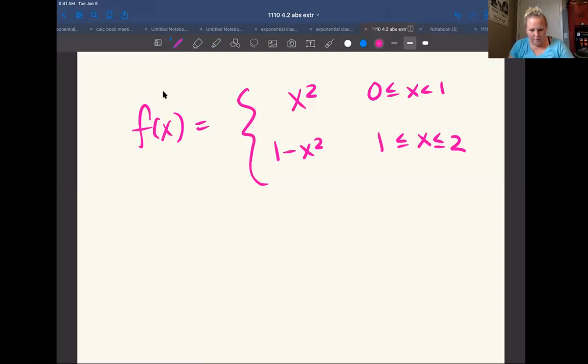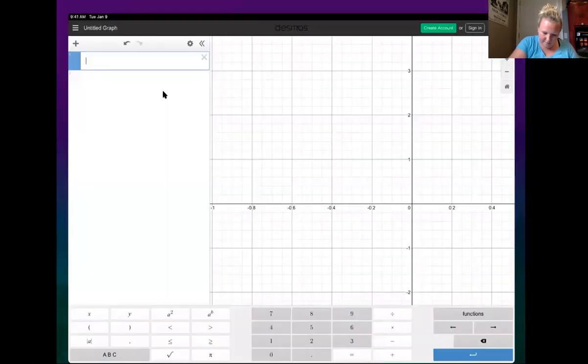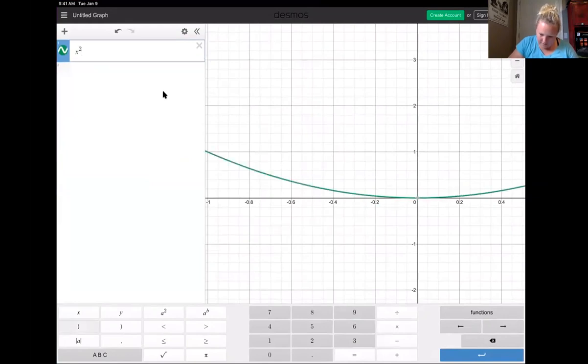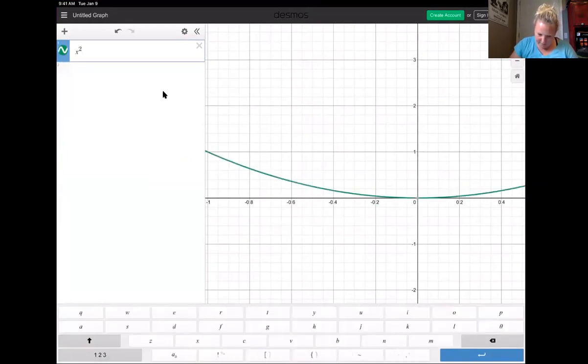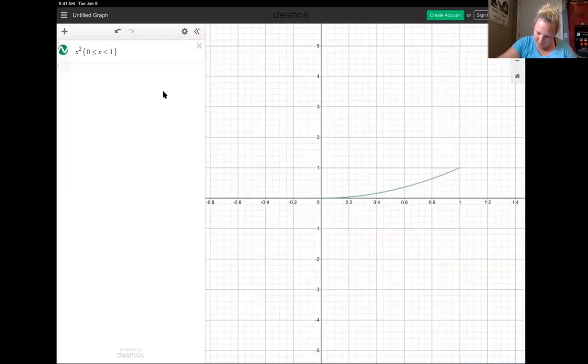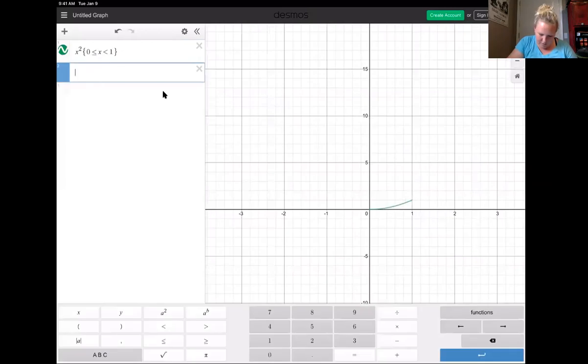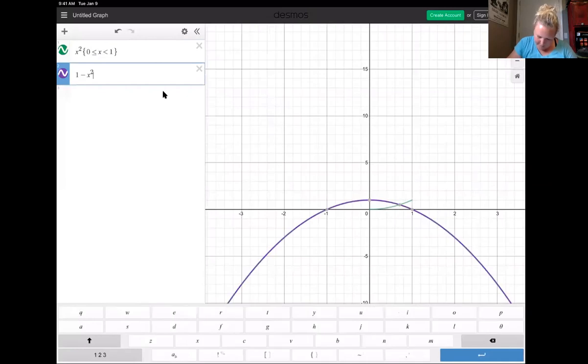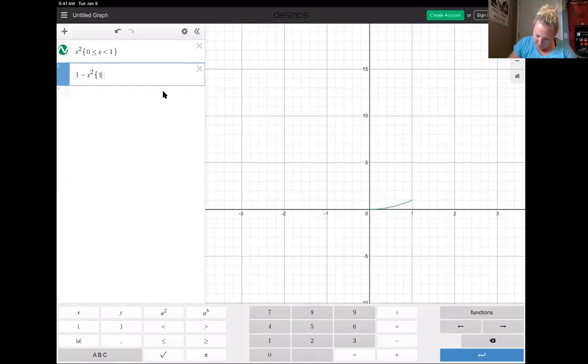You could graph it if you wanted to see it. Here, I'll graph it. X squared, with 0 less than or equal to x less than 1. There's our little guy with the weird scale. And then the other one was 1 minus x squared, but I only need the piece from 1 to 2. Look at that.